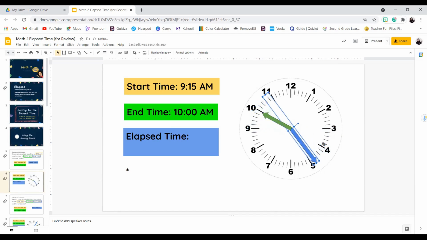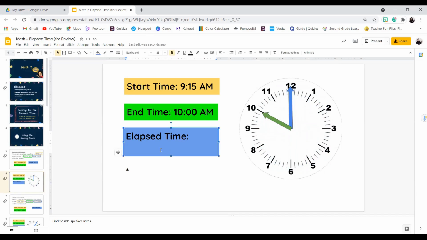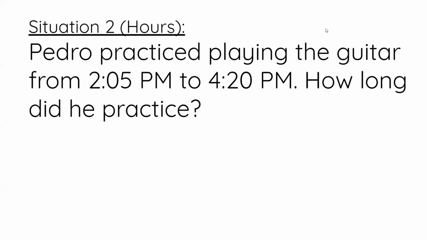5 minutes passed. 10, 15, 20, 25, 30, 35, 40, 45 minutes passed by. Now it's showing the correct end time, 10 o'clock. Again, how many minutes passed? 45 minutes has passed between 9:15 to 10 o'clock a.m. So that's the elapsed time. Now, my tip here is when you're just counting for the minutes or the elapsed time in minutes, you can do that by looking at the clock and counting by 5s. All right, we're done with the first situation.